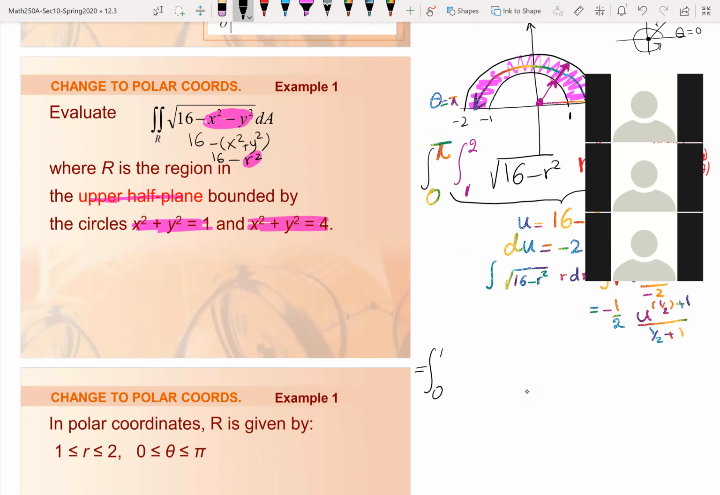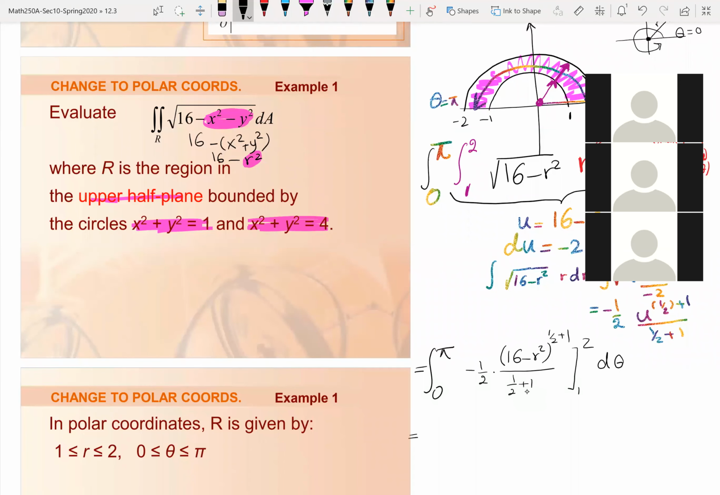So what is it? 0 to pi. And then I have this process of integration right over here, which is negative half, which is u, where 16 minus r square is my u, to the 1/2 plus 1 divided by 1/2 plus 1. And then I just plug in the values 1 and 2, and that's just the next term for the theta. Are you okay with my u substitution? Yes. Yeah, it makes sense.